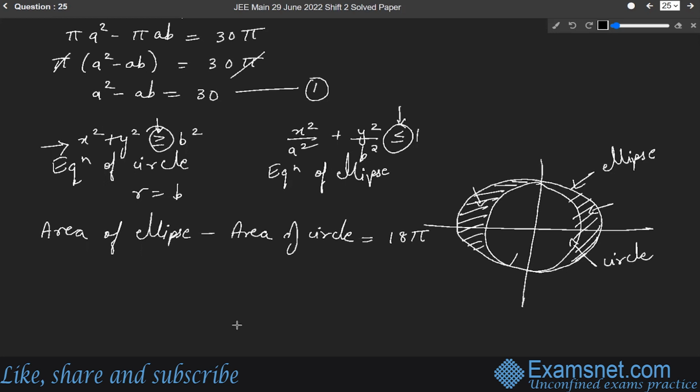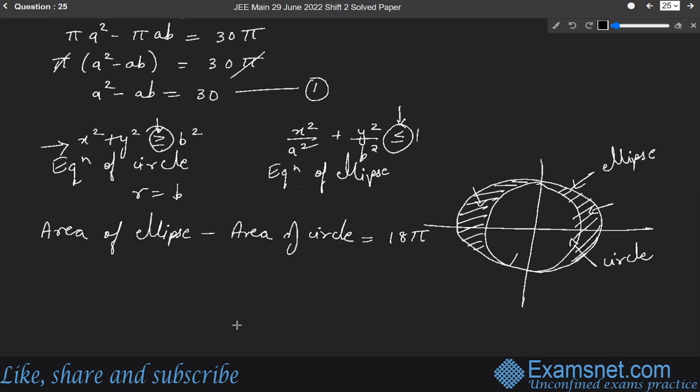How have we concluded that the area is shaded here? By using this sign. Greater than or equal to means everything outside the circle. Less than or equal to means everything inside the ellipse. So everything outside the circle and inside the ellipse is this region.